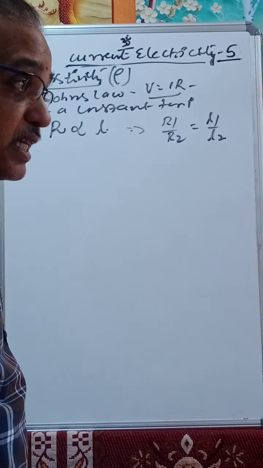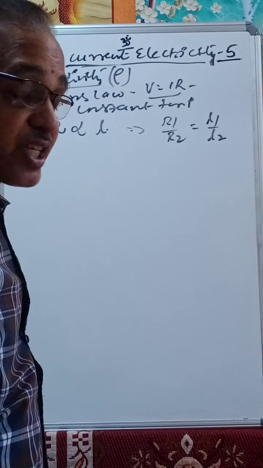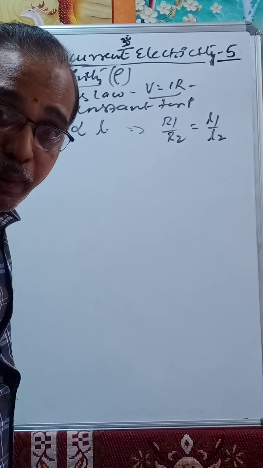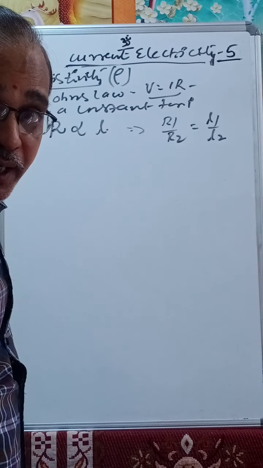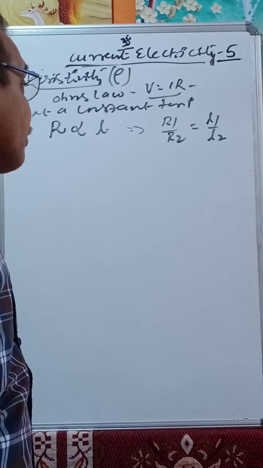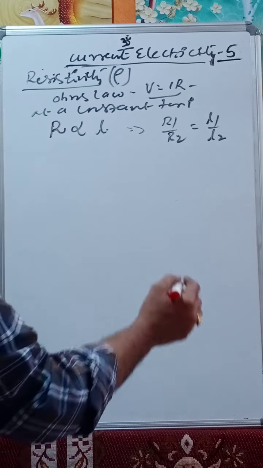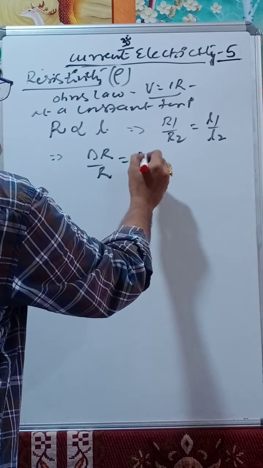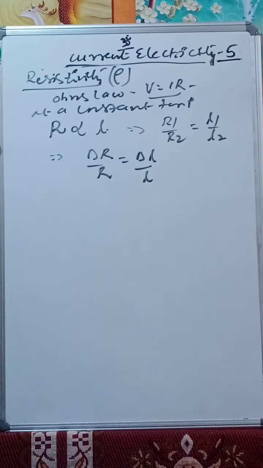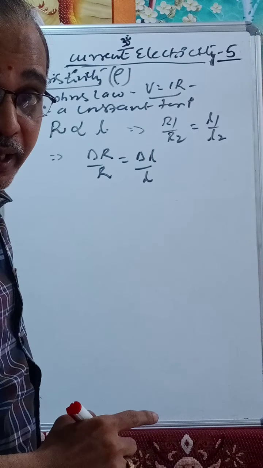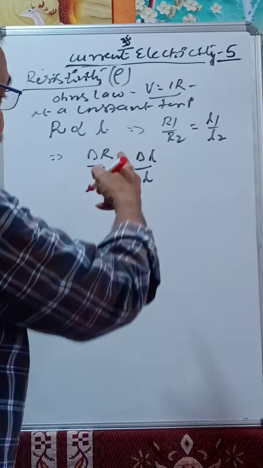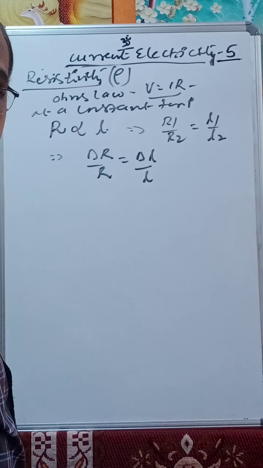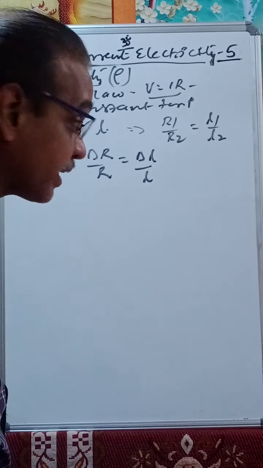At a constant temperature, the resistance of a wire is directly proportional to the length of that wire. Therefore, R1 by R2 is equal to L1 by L2. This implies delta R by R is equal to delta L by L. In the first chapter, errors and approximations, we can write it like this: delta R by R is equal to delta L by L.